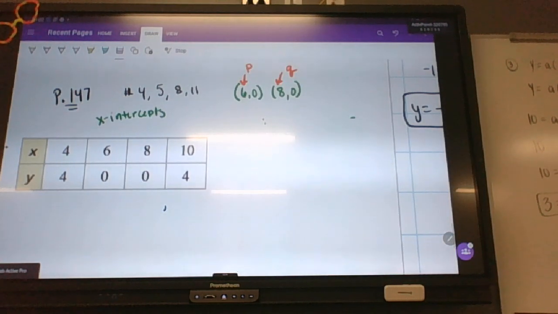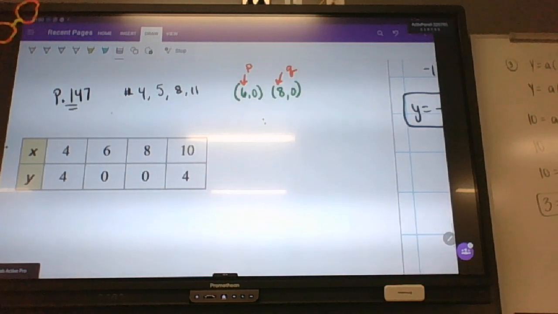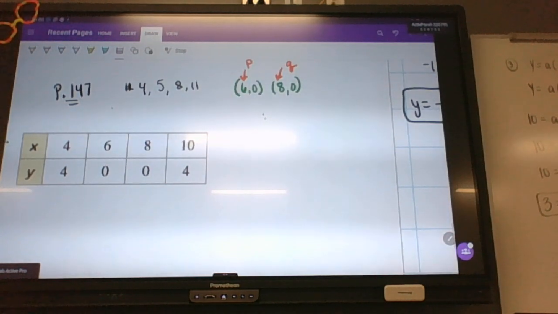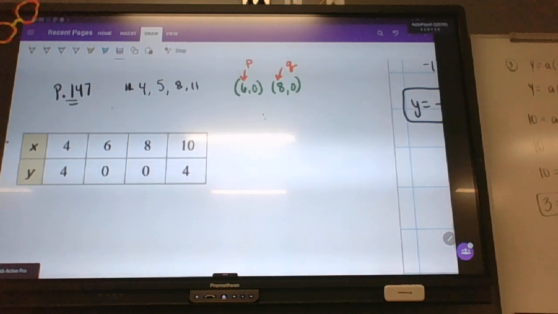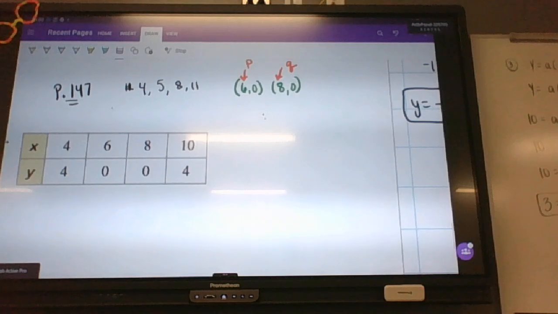Today's assignment is 4, 5, 8, and 11. Will they all be the same? No, sometimes they're gonna give you a table. Sometimes they're gonna give you a graph. Are we talking all these intercept ones? Yeah, this time we're all doing P and Q.